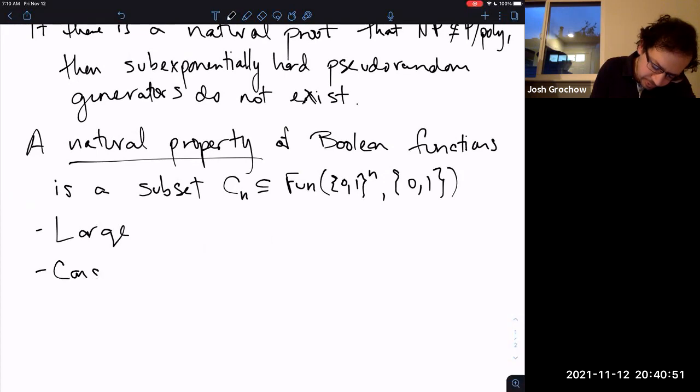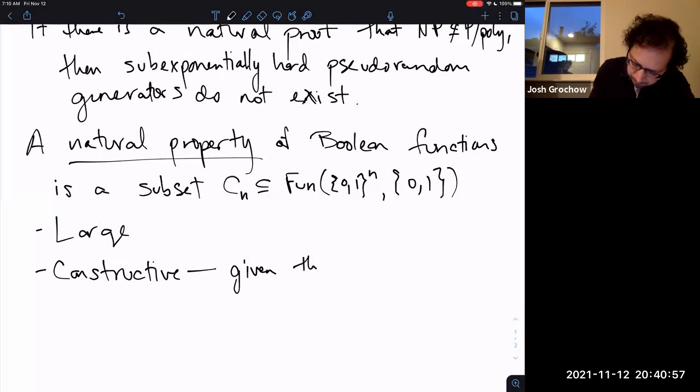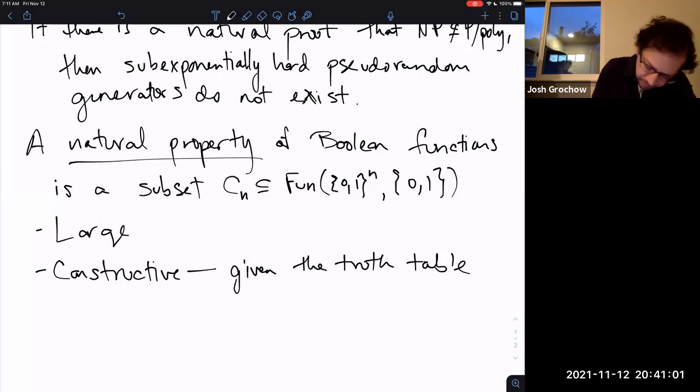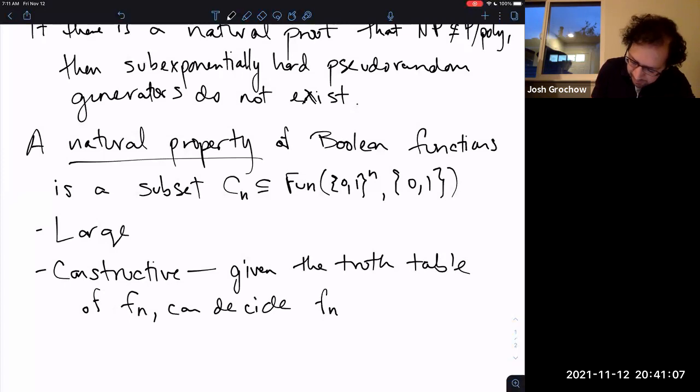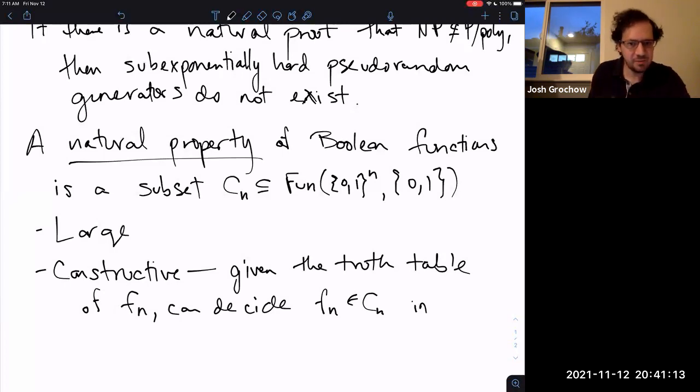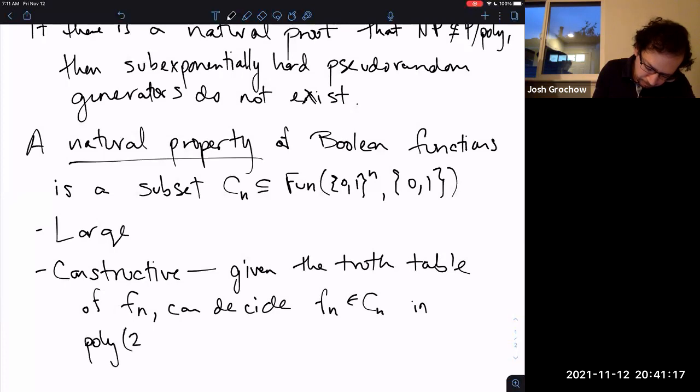It is constructive, meaning given the truth table of Fn, we can decide whether Fn has this property in, well, polynomial time in the size of the truth table, which is 2 to the n, because it's an n-bit function.